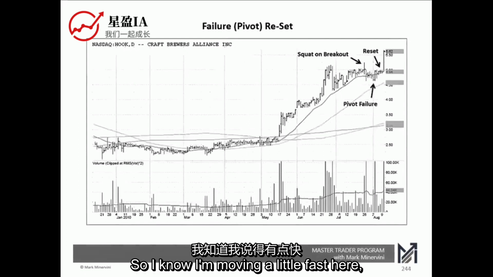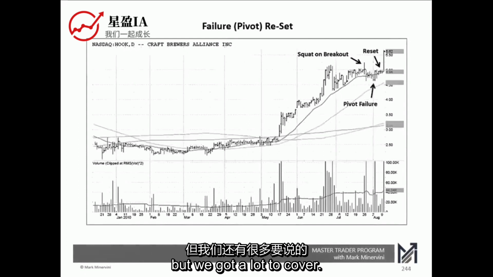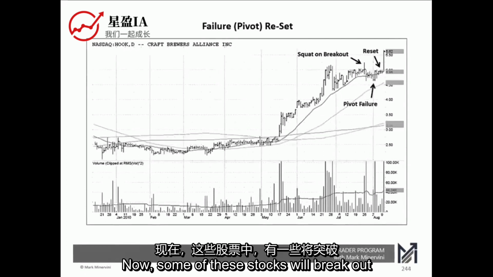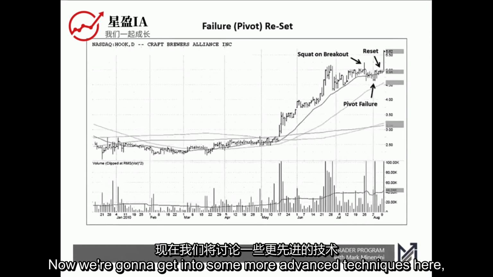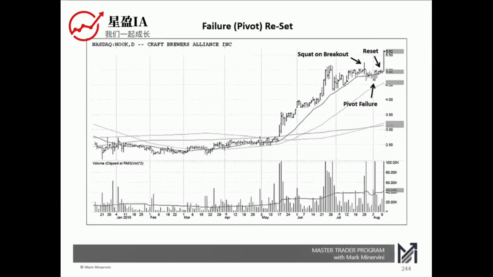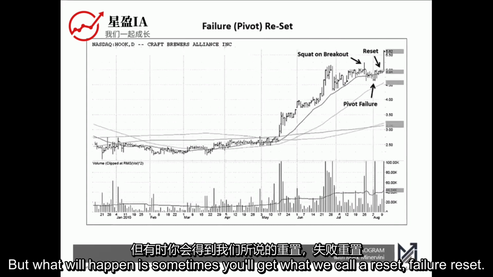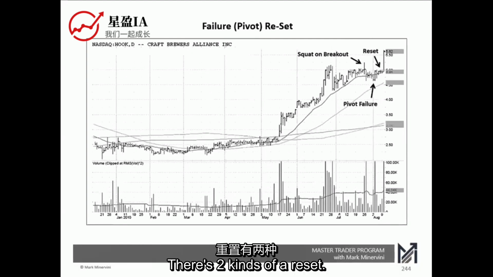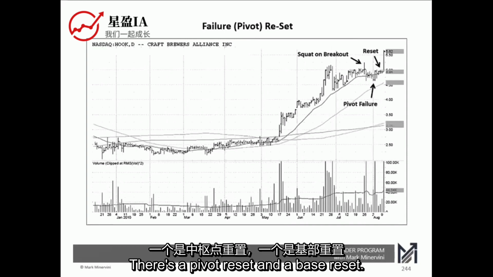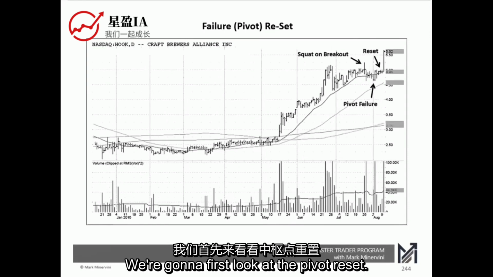All right. So I know I'm moving a little fast here, but we've got a lot to cover. Now, some of these stocks will break out. This is starting to get a little more advanced now. We're going to get into some more advanced techniques here, and things that are going to take even more skill and more time to cultivate your eye for these. But what will happen is sometimes you'll get what we call a reset, a failure reset. There's two kinds of resets: a pivot reset and a base reset. We're going to first look at the pivot reset.